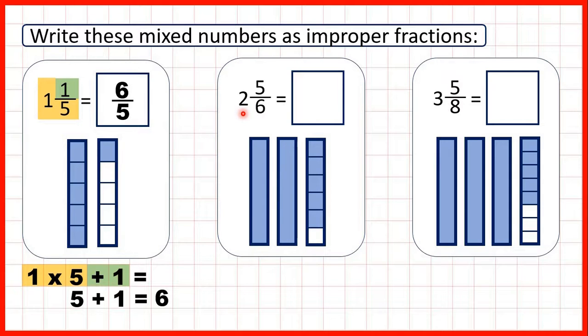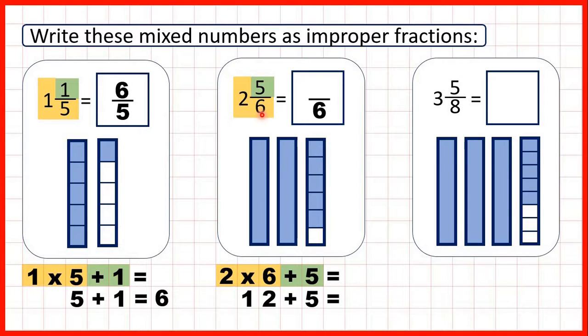Now we have 2 and 5/6. Again, the denominator is going to stay the same, and we need to multiply the whole number by the denominator, so multiply 2 by 6 and then add 5. 2 times 6 is 12, and 12 plus 5 is 17, so that's our numerator.